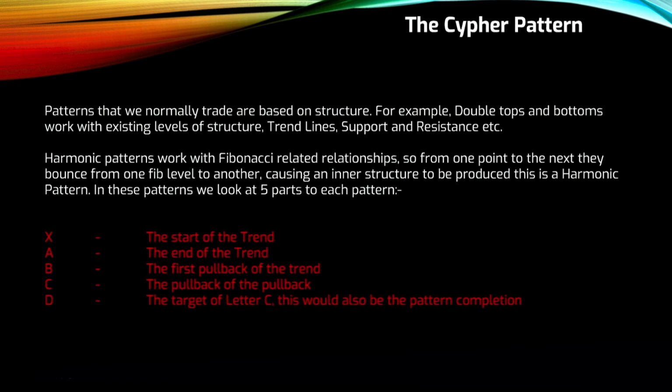So each harmonic pattern has 5 parts, or 4 legs after the impulse leg. X to A is the start. X is the start of the trend. A is the end of the trend. Okay, that's your impulse leg. B is the first pullback of the trend. C is a pullback of the pullback. And D is the target from letter C, which would also be pattern completion.